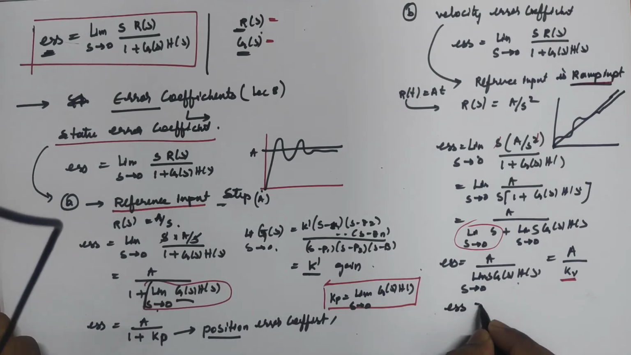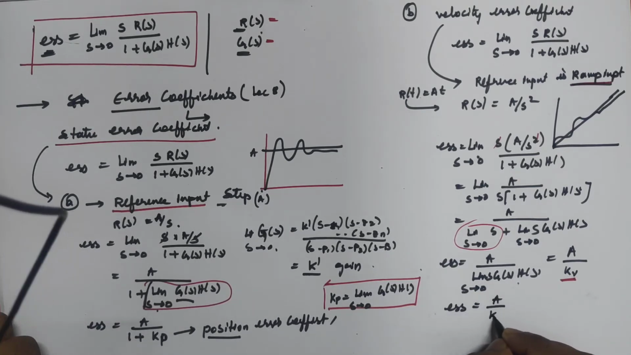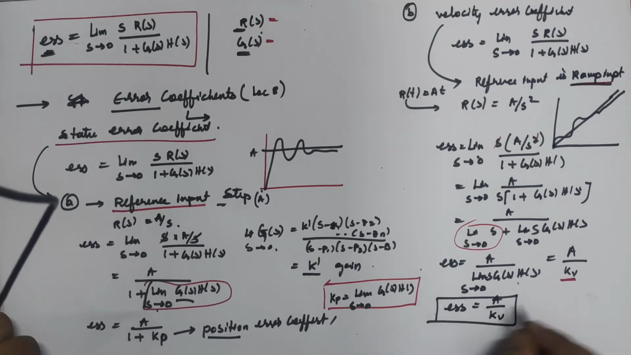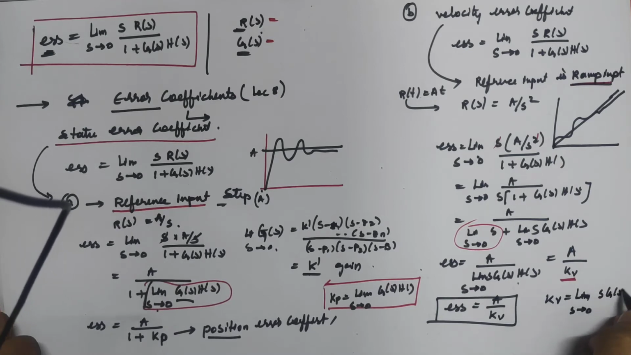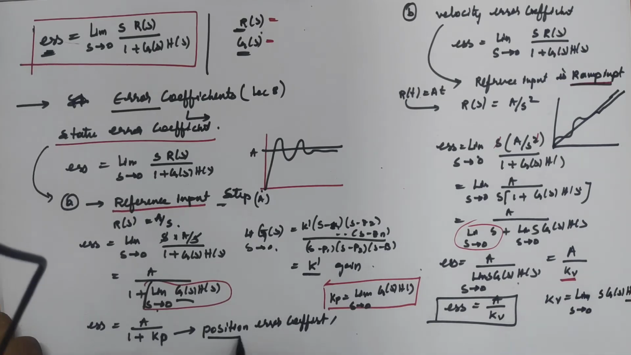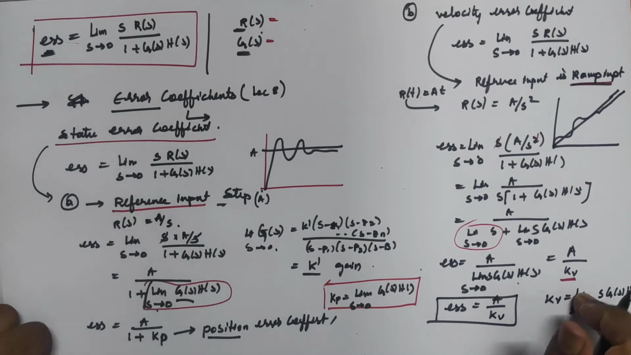Therefore, e_ss is equal to a by kv, where kv equals limit s tends to 0 of s into g of s h of s. If the system is unity feedback, we'll have s into g of s. This is the velocity error coefficient.